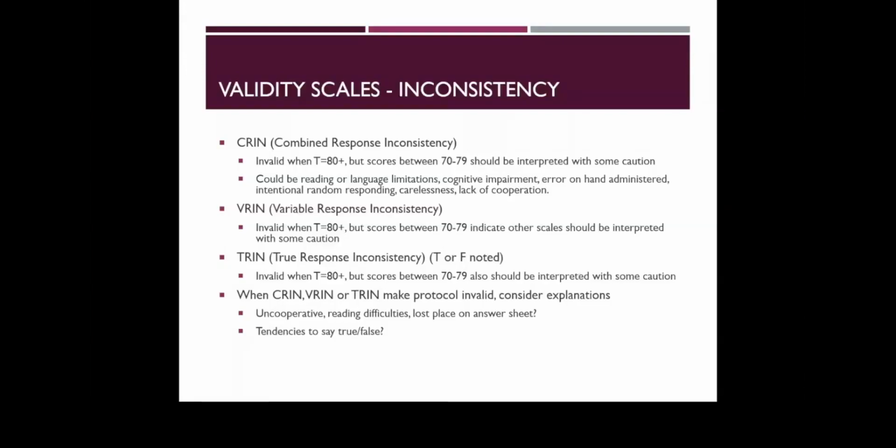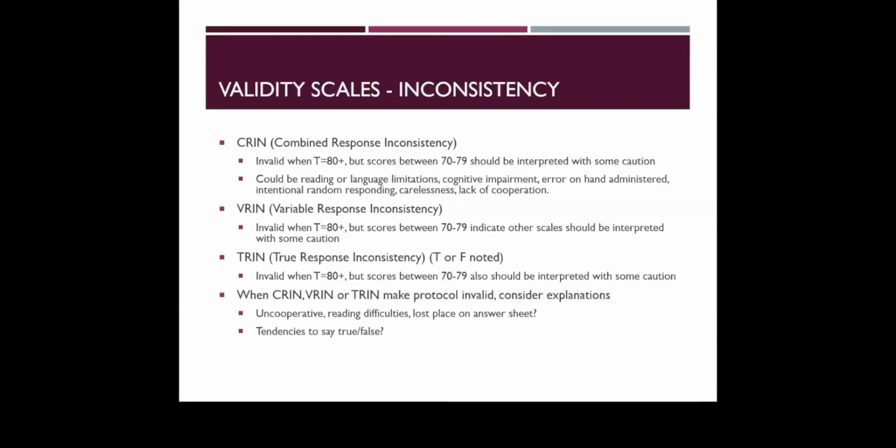And so the way that the MMPI-2-RF and the 3 scored that was the raw scores are higher when it's in a fixed true direction and really low when it's fixed false. But the way they put it on the profile sheet lined it up so the T scores that were high were either T or F, and you have to mark down that it was high because of T or high because of F. And again, invalid profile if the score is 80 or more, but scores between 70 and 79 should be interpreted with some caution.